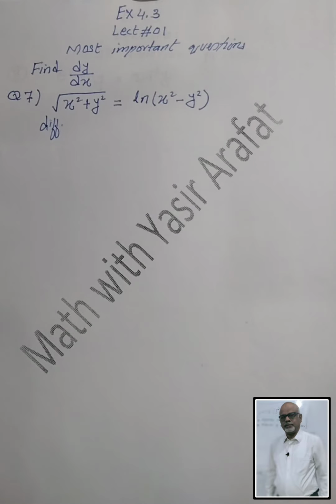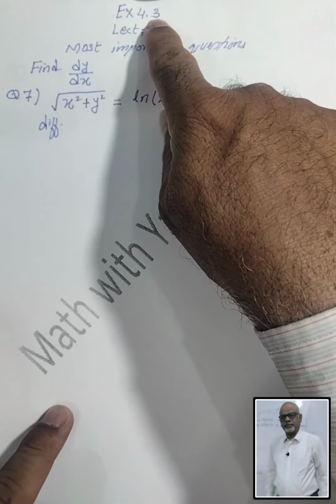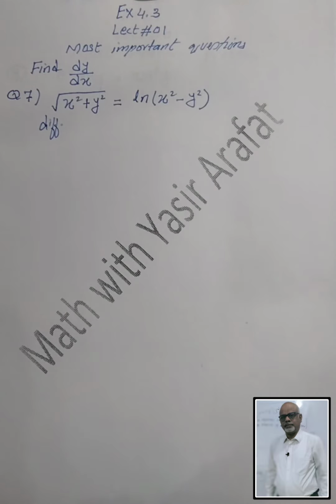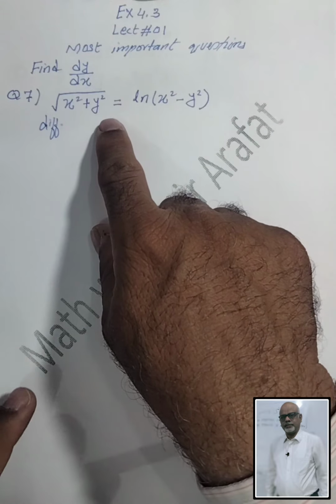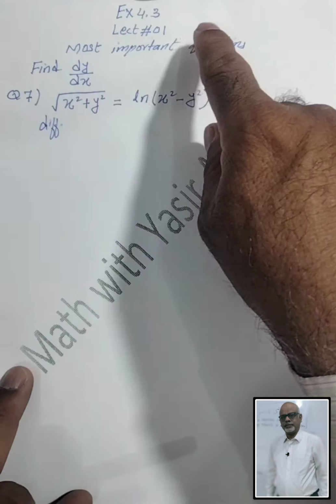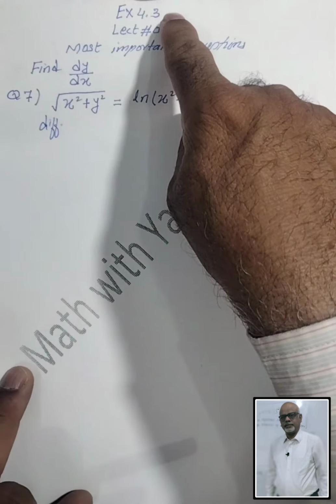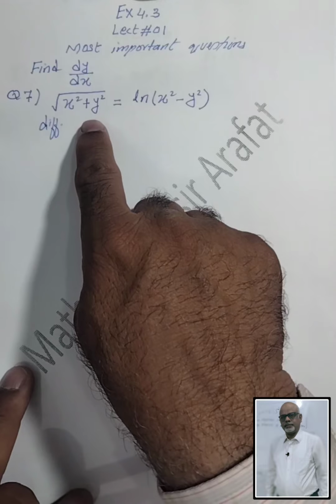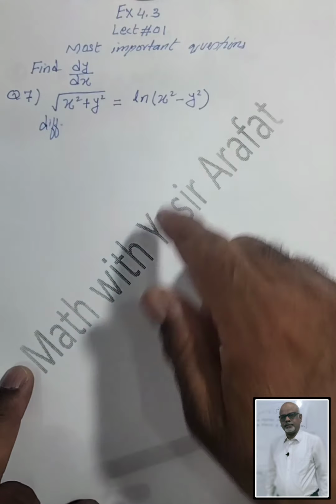Today we are going to discuss three important questions, the most important questions of the derivative of exercise 4.3. These are the most expected questions for the forthcoming exam. So here, the first question is question number 7, which is the most important question of exercise 4.3. We have to find the derivative dy upon dx of this equation.